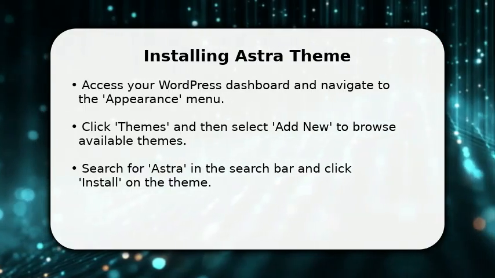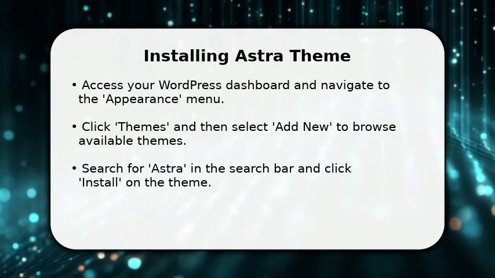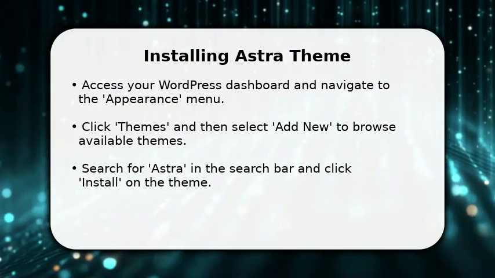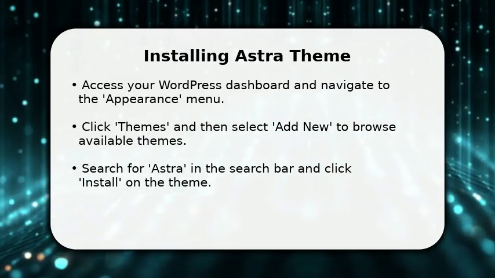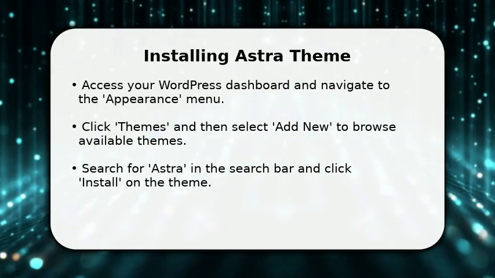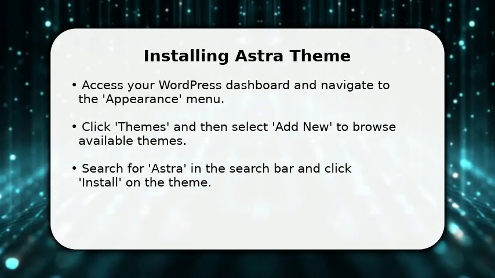Next, select Add New at the top of the page. Use the search bar to find Astra, then click Install. Once installed, make sure to click Activate to enable the theme on your website. This simple process takes just a few moments.